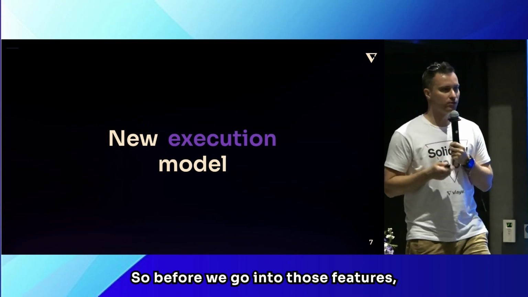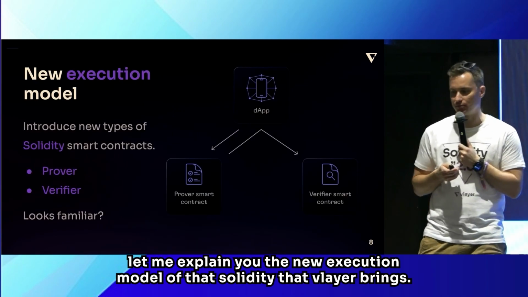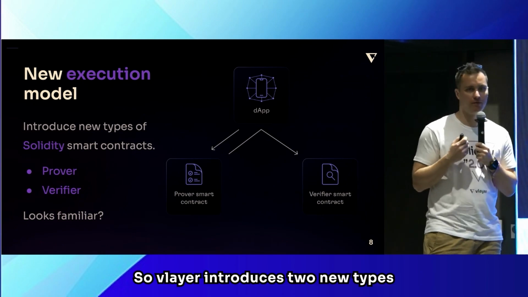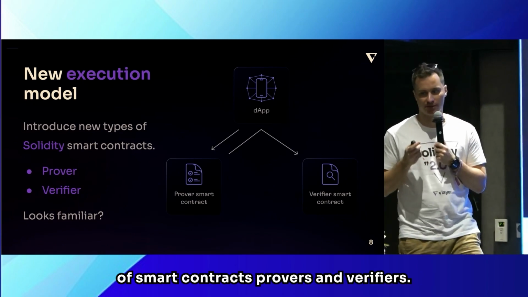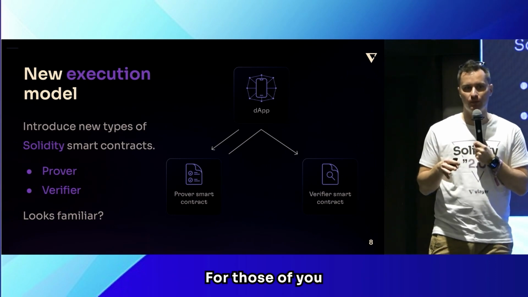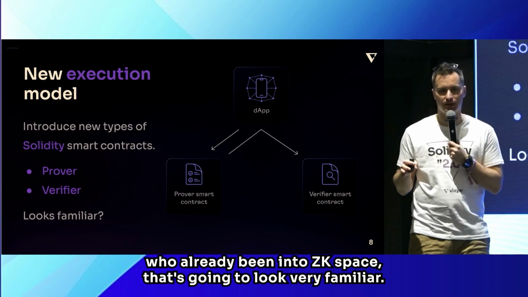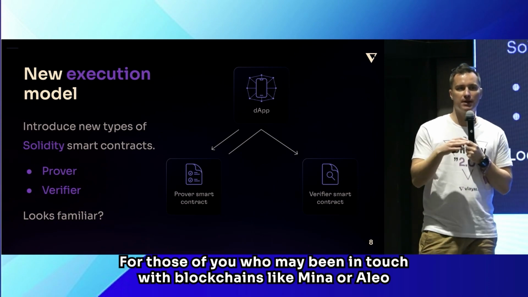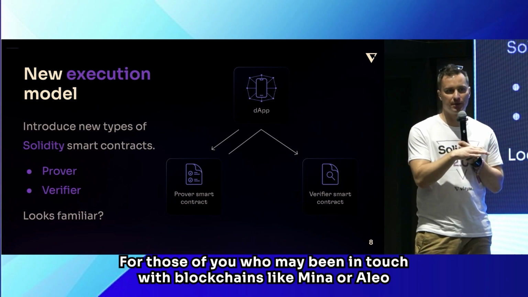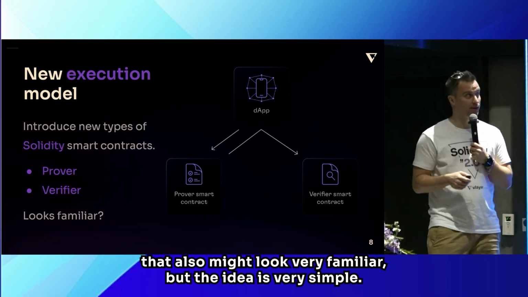So before we go into those features, let me explain the new execution model of Solidity that vLayer brings. So vLayer introduces 2 new types of smart contracts: provers and verifiers. For those of you who have already been in the ZK space, that's going to look very familiar. For those of you who may be in touch with blockchains like Mina or Aleo, that also might look very familiar. But the idea is very simple.